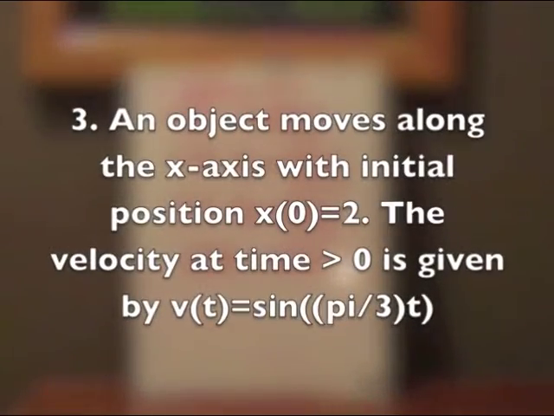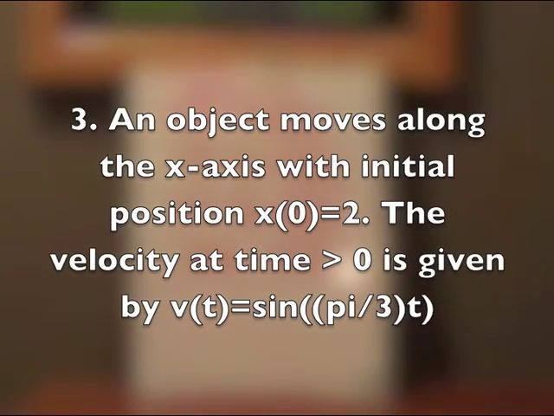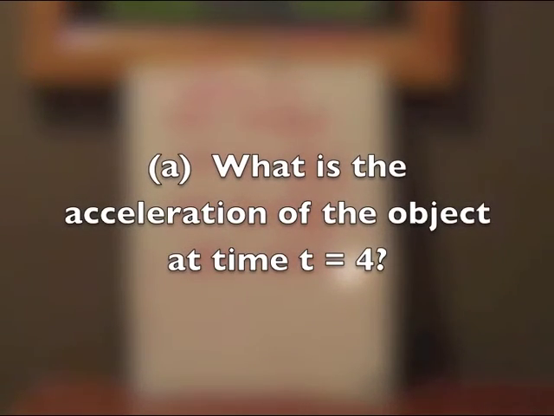So we're going to do the FRQ first, and it says that an object moves along the x-axis with initial position x of 0 is equal to 2. The velocity of the object at time t is equal to or greater than 0 is given by v of t is equal to sine pi over 3t. So part A asks us to find the acceleration of the object at t equals 4.